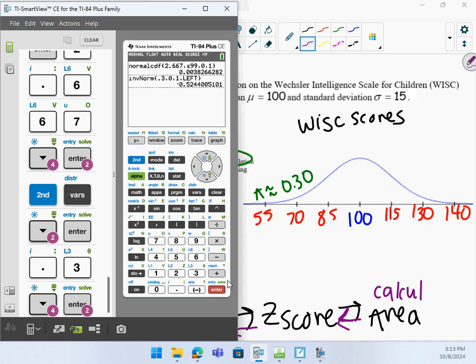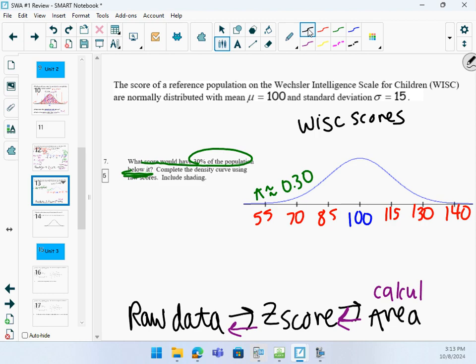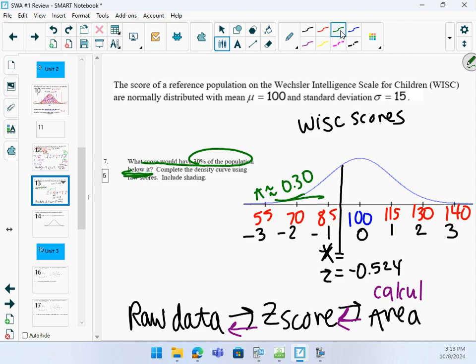That is your z-score. And again, I haven't quite labeled all the other z-scores on here, but here would be a z-score of 0, 1, 2, 3, negative 1, negative 2, negative 3. We're going to want to label that z-score on here. And so our z-score was negative 0.524. And we need to find whatever x value goes with that. Okay, so we can see where it fits in. We can see that this is all the area we're talking about. And now we need to work our way backwards more.